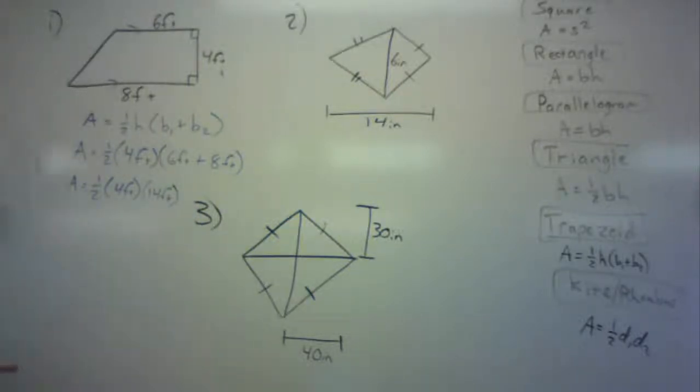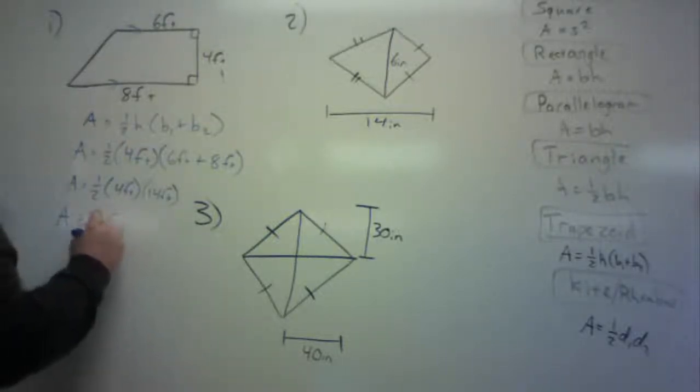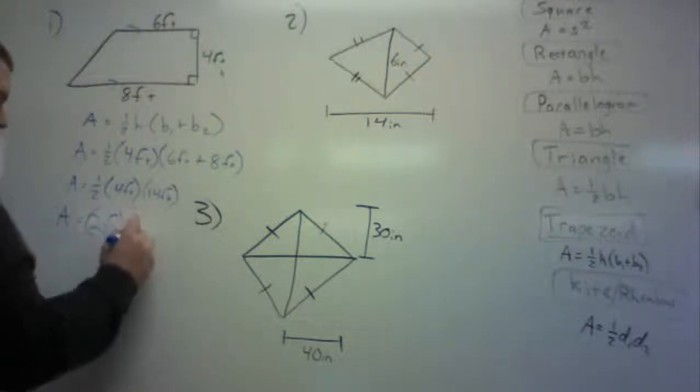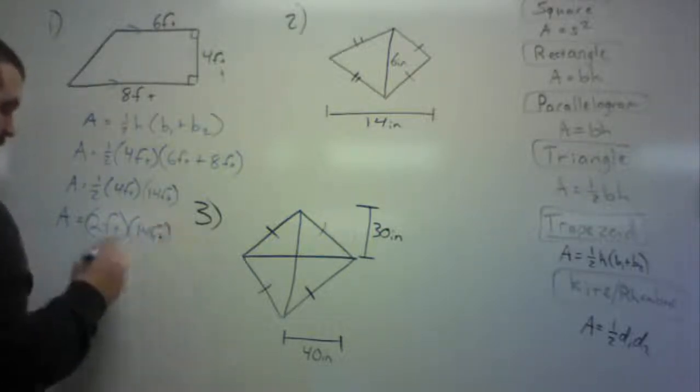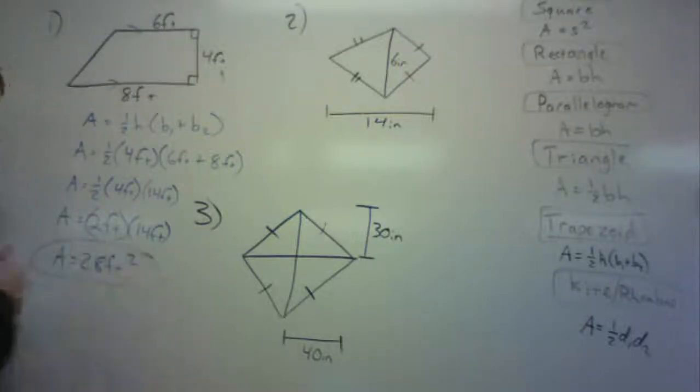Now it's all multiplication, so it doesn't matter which order I go. I can do 4 times 14 first, or I can do 1/2 times 4 first. For me, I like the 1/2 times 4 first, because I get 2 feet times 14 feet. And when I multiply those two together, the area is 28 feet squared. And done.